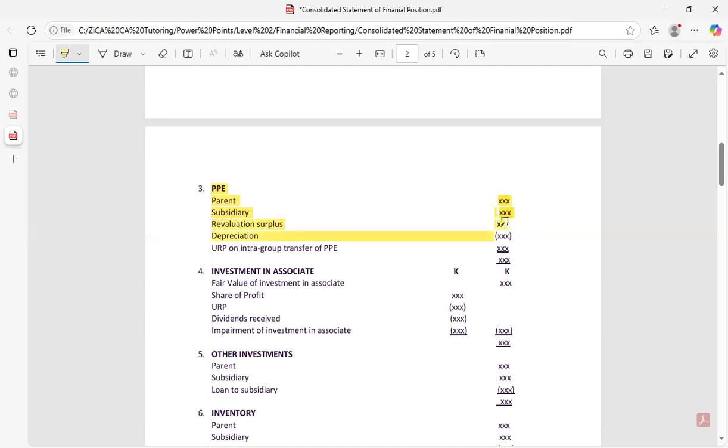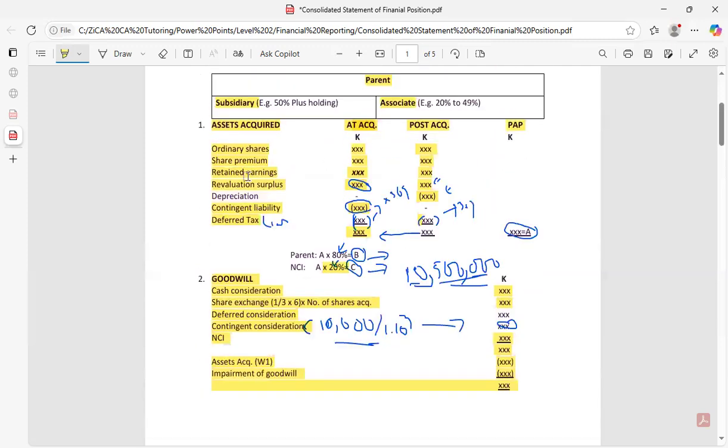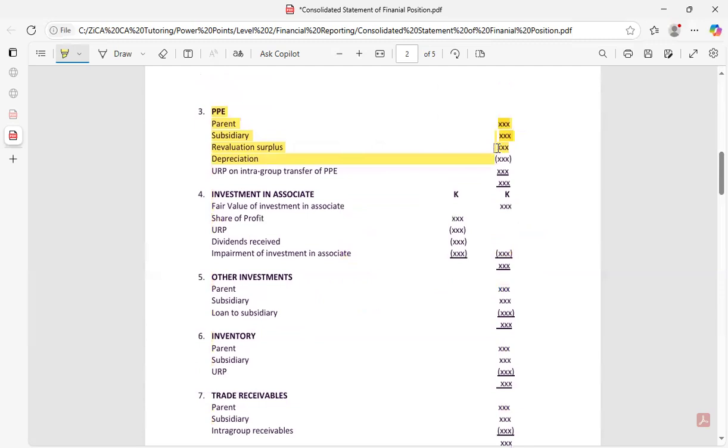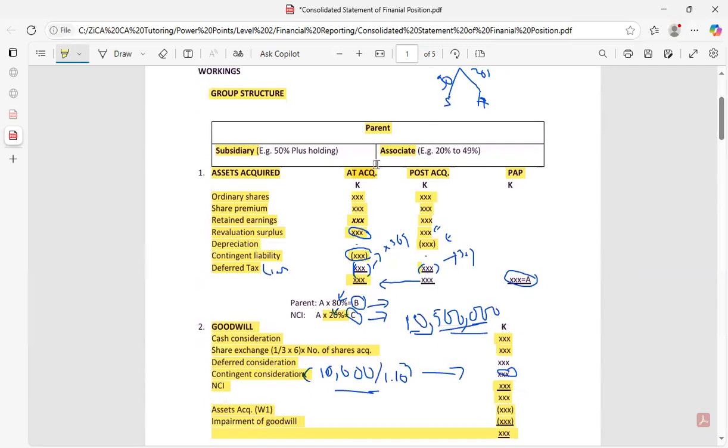Then revaluation surplus, right? So what revaluation surplus are we dealing with? The same revaluation surplus that we had in the acquisition, right? But you need to deduct the depreciation. So the same depreciation that we had in working number 1 here, right? The same depreciation that we had here, the same one that we include to PPE. Then revaluation surplus, the same one that we include.